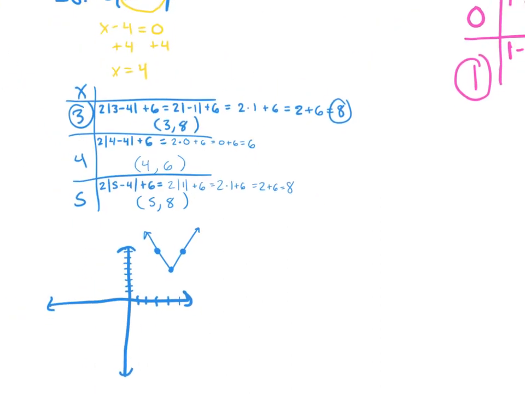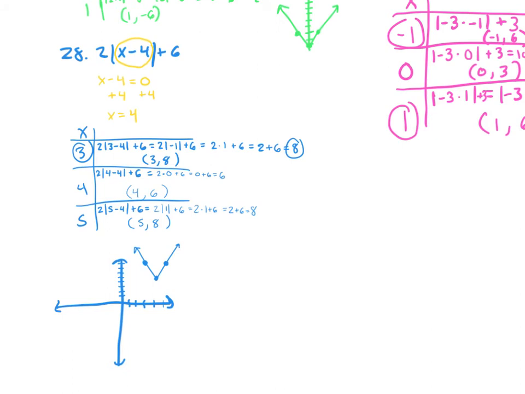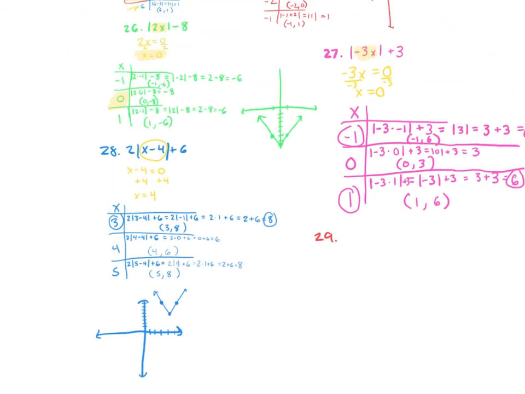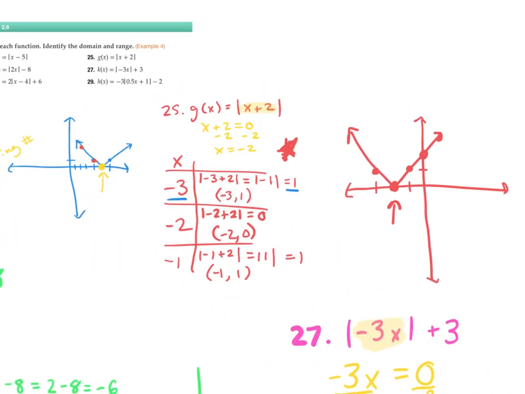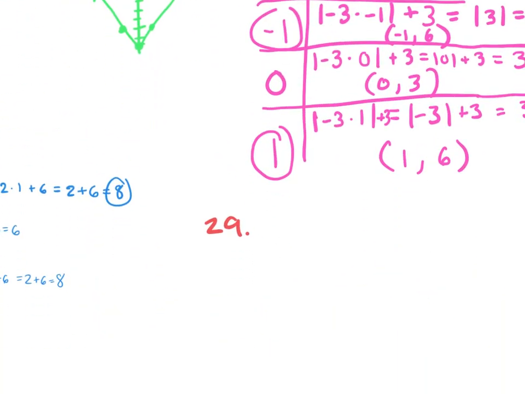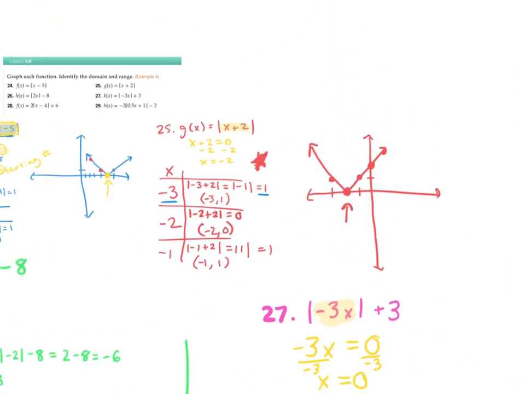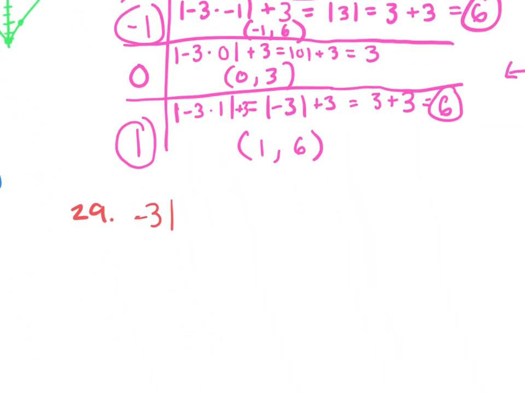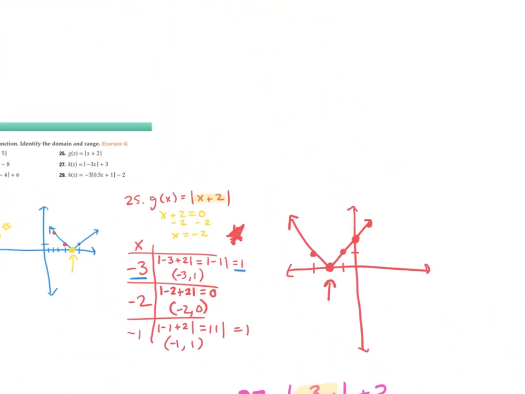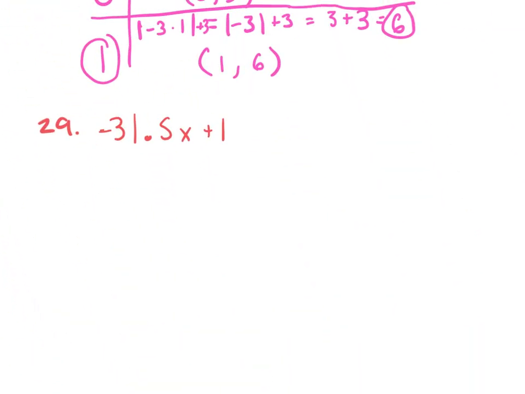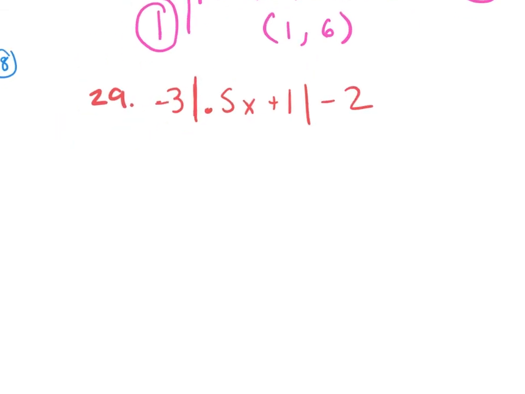All right, we have one last one. So 29. Any questions on 28? All right, let's look at 29. So this is negative 3 times the absolute value of 0.5x plus 1 and then minus 2. What do we do first here?